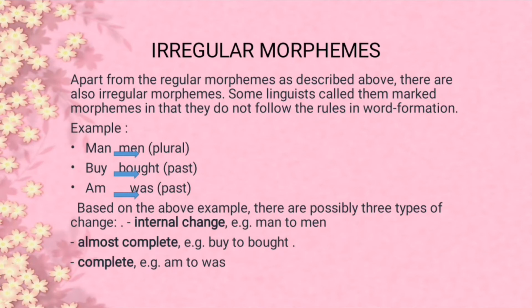And the next, irregular morphemes. Apart from the regular morphemes as described above, there are also irregular morphemes, which linguists call marked morphemes, in that they do not follow the rules in word formation. For the example, men is a plural, book is a past, and was is a past. Based on the above examples, there are three types of change. The first is internal change, the second is almost complete, the third is complete.